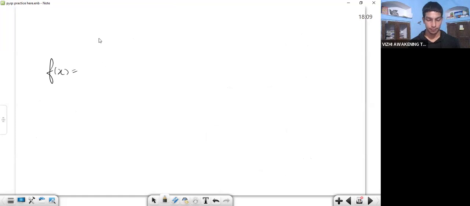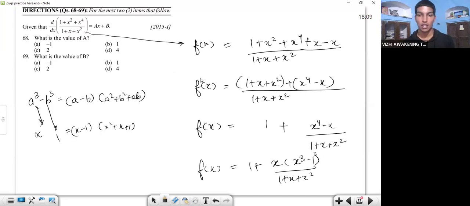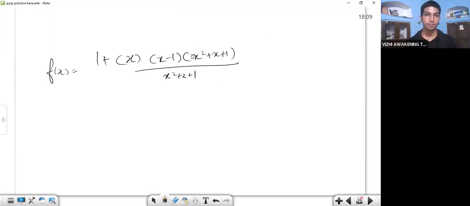F of x is 1 plus x into x minus 1 into x square plus x plus 1, which is divided by x square plus x plus 1. So now you can see the logic here. You cancel this and it will come out as x square minus x. Okay, so this is the function.